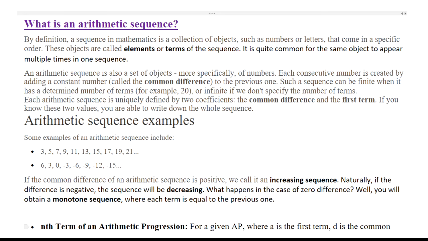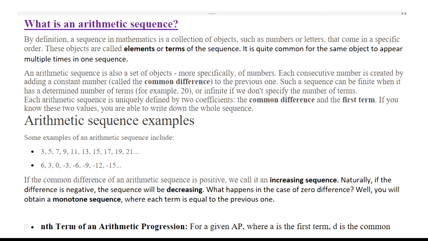For example, if I take the even numbers 2, 4, 6, 8, 10 and it goes up to infinity, the even numbers are also an arithmetic sequence. All the odd numbers are an arithmetic sequence. But if I ask you which is the largest even number, you won't be able to answer. So that is an infinite sequence.